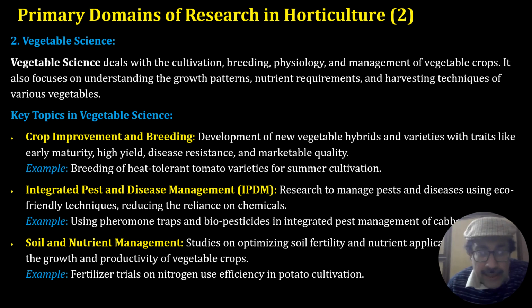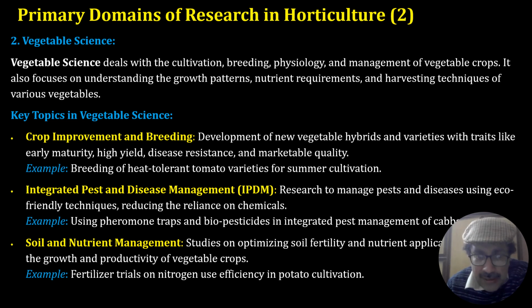So the second key domain in horticulture include vegetable science. The vegetable science deals with the cultivation, breeding, physiology, and management of vegetable crops. And it also focuses on understanding the growth patterns, nutrient requirements, and harvesting techniques of various vegetables. The key topics in vegetable science would include crop improvement in breeding, integrated pest and disease management, and soil and nutrient management. So first of all, crop improvement and breeding.